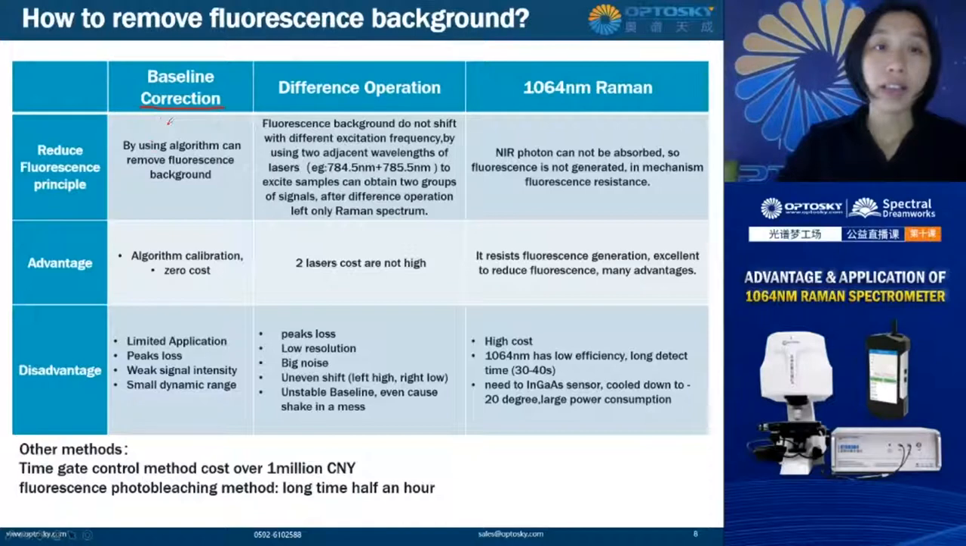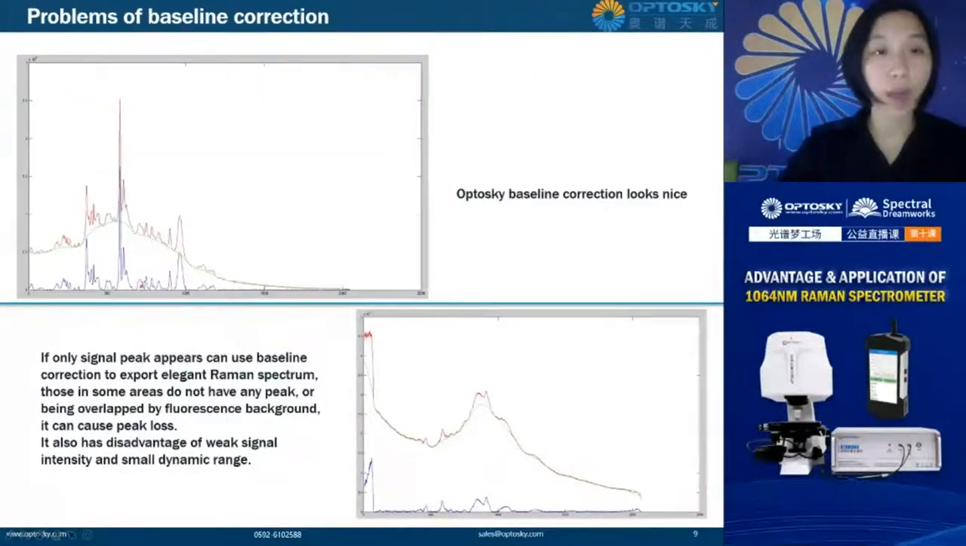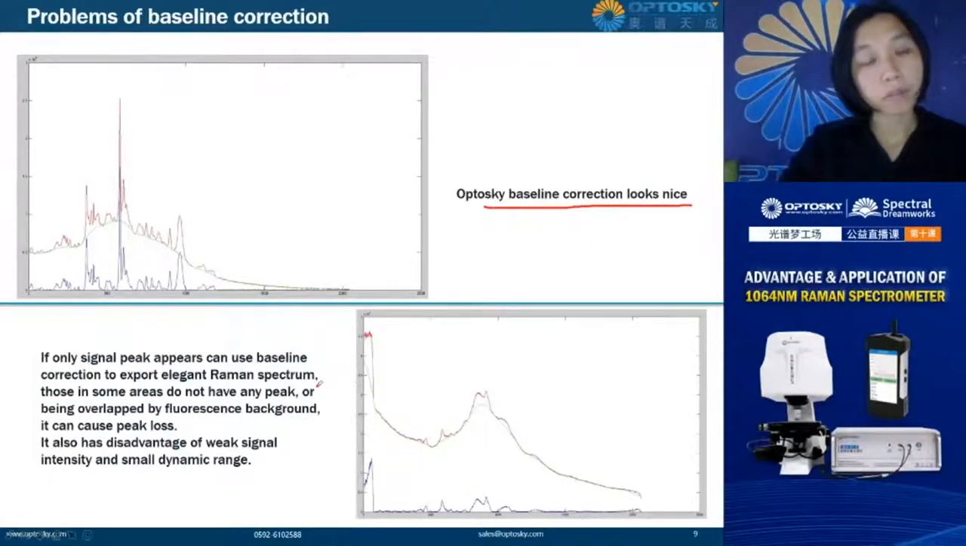Baseline correction has been integrated into our Optoscope Raman spectrometers. It just uses an algorithm to remove the fluorescence background, like this one. This is the fluorescence, and after we use the algorithm to remove this fluorescence signal, a very nice Raman signal appears. So the Optoscope baseline correction looks nice. If we have a big fluorescence signal and only some peaks appear, we can use the baseline correction to export an elegant Raman spectrum.